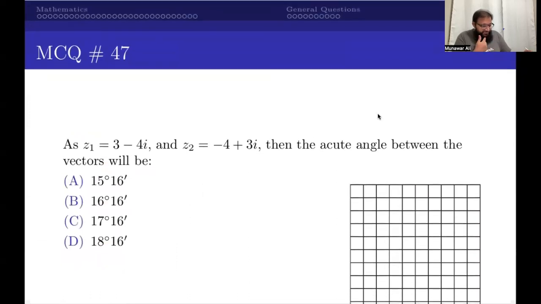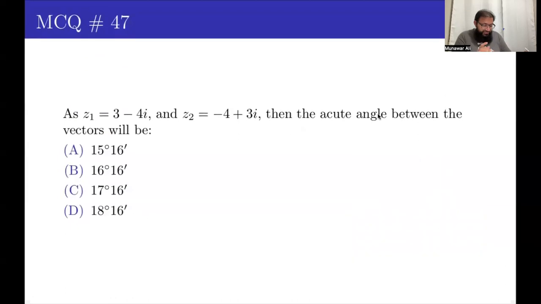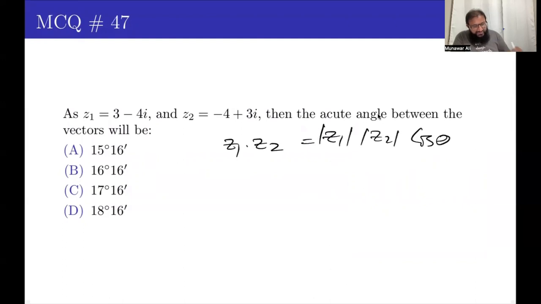Okay, MCQ number 47 is about finding the acute angle between the vectors. I have put this grid, but I think I don't need this. So I'm going to remove this, because we can simply apply the formula that we have. Let's say Z1 dotted with Z2 is equal to mod of Z1 mod of Z2 cosine theta. I think that this question is not okay, because you have to use a calculator to solve this question or to find out the exact angle that we have.